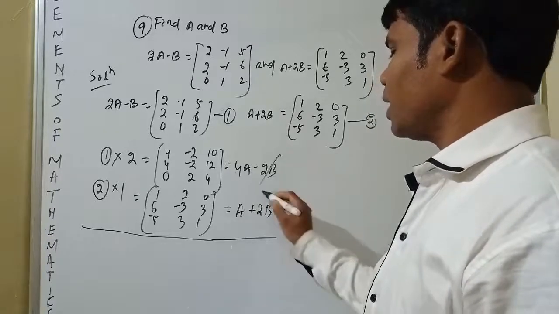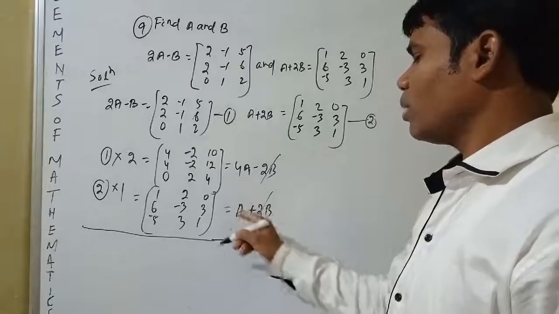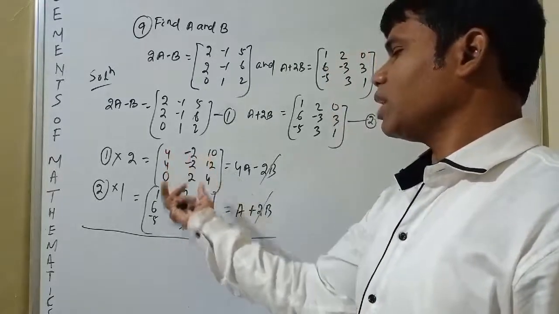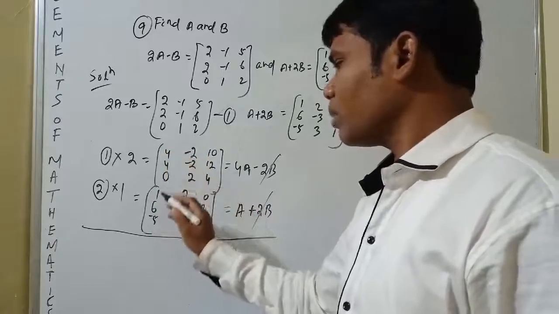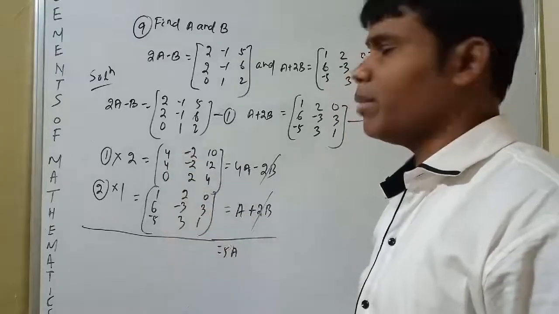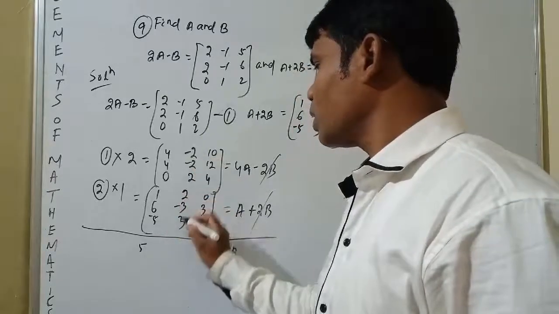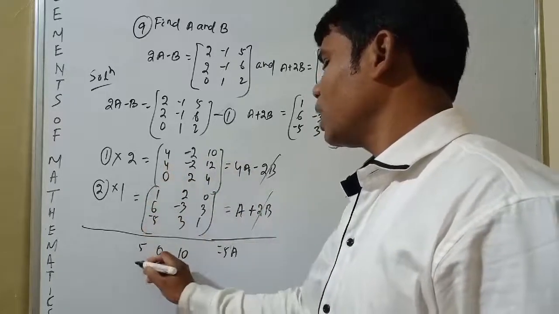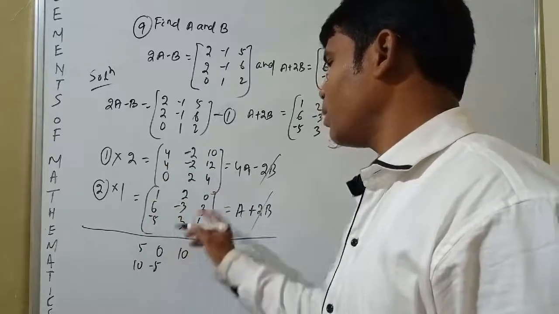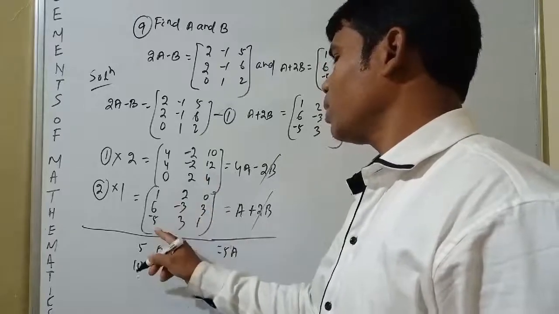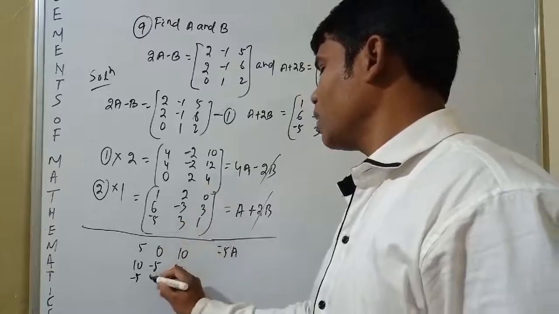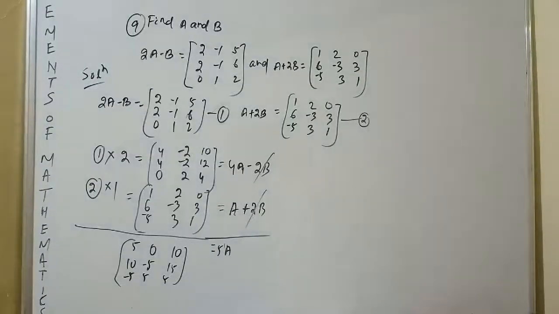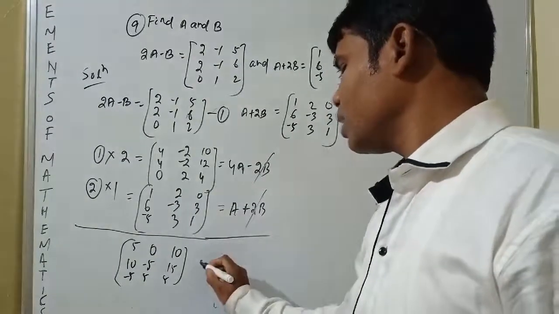You add these two. Minus 2B plus 2B cancels out. 4A plus A is 5A. 5A is equal to the sum of the corresponding elements of the matrices: 4 plus 1 is 5, 2 plus 2 is 4, wait, 4 plus 1 is 5, 2 plus 2 minus 2 plus 2 is 0, 4 plus 6 is 10, minus 2 minus 3 is minus 5, 2 plus 3 is 5, 4 plus 1 is 5, 0 plus minus 5 is minus 5. That means 5A is equal to this matrix.